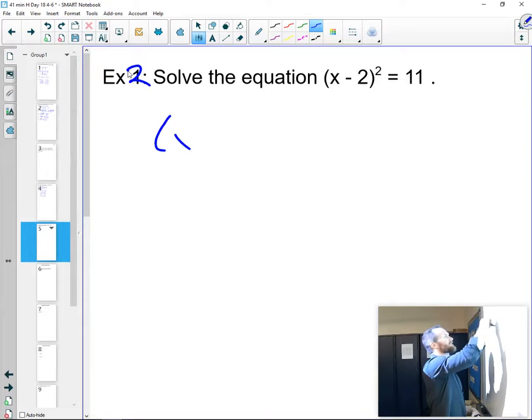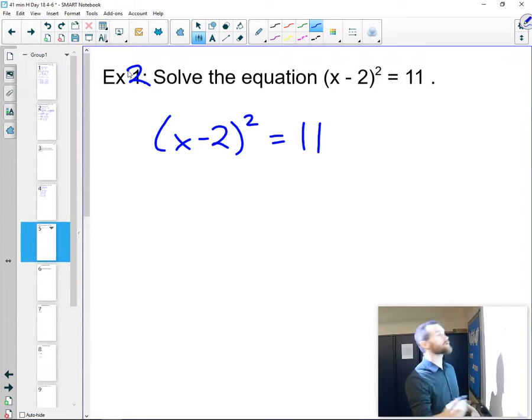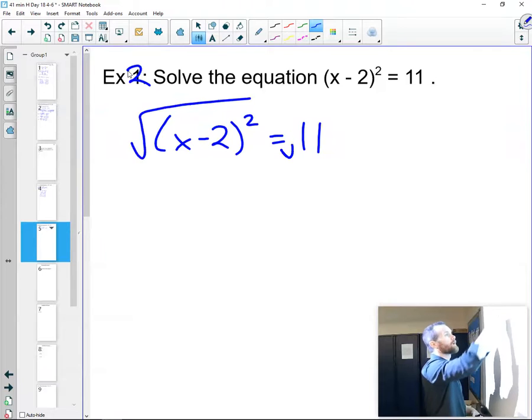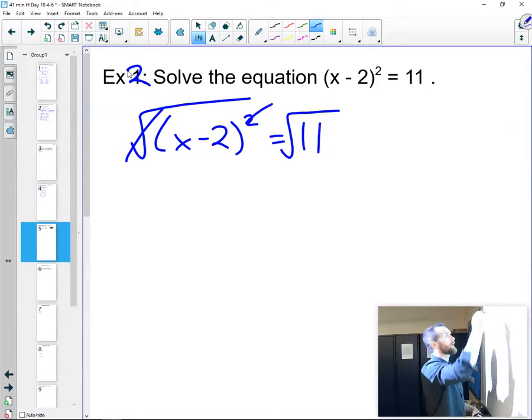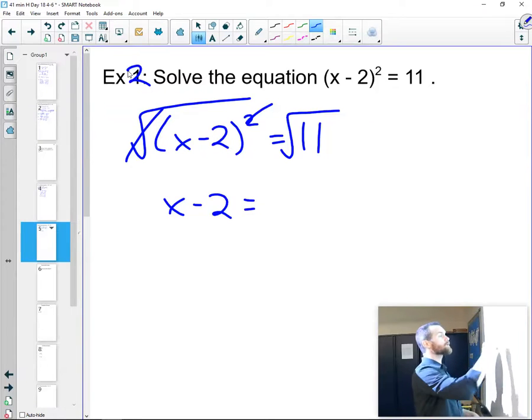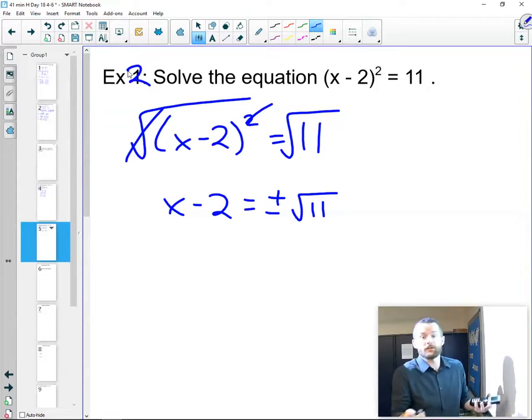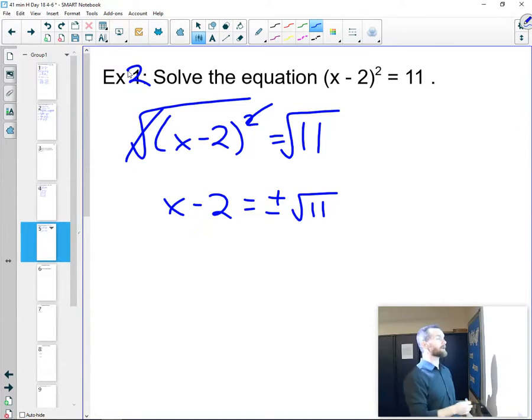So first thing, x minus 2 squared equals 11. We see that power of 2 we need to undo. We can undo it with a square root. They go away. We end up with x minus 2 equals, now we can't simplify the square root of 11 any further. There's no perfect square factors, and 11 is not a perfect square. So I'm just going to write this as plus or minus the square root of 11. That's a perfectly fine number. We don't know exactly what it is, but it's the square root of 11, positive and negative.